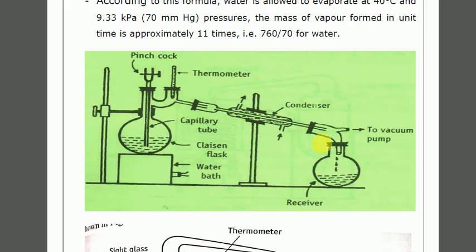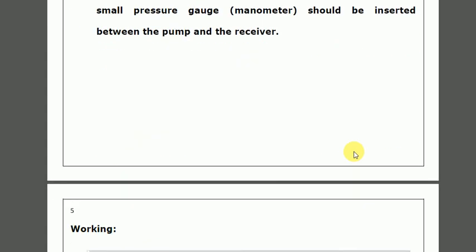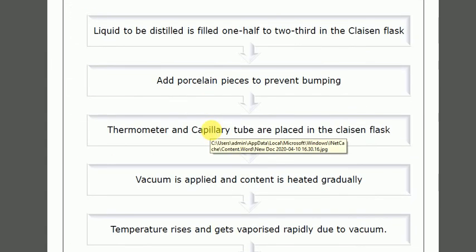Here there is a manometer arrangement which is attached, which can measure the pressure. How much pressure is exerted is measured. Okay, working: the same as the simple distillation method. The liquid to be distilled is filled 1/2 or 2/3 in the cleansing flask.